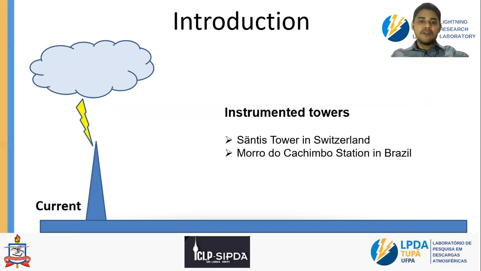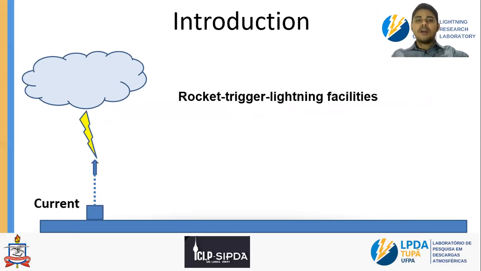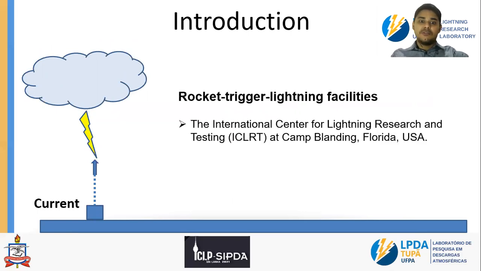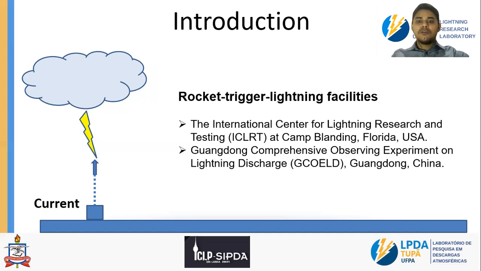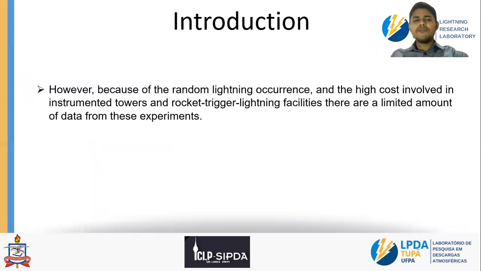We can also have the direct measurement of lightning peak currents using the rocket and wire technique in rocket-triggered lightning facilities. For example, the International Center for Lightning Research and Testing in Camp Blanding, Florida, or the Guangdong Comprehensive Observing Experiment on Lightning Discharges in Guangdong, China. However, because of the random lightning occurrence and the high costs involved in instrumented towers and rocket-triggered lightning facilities, there is a limited amount of data from these experiments.